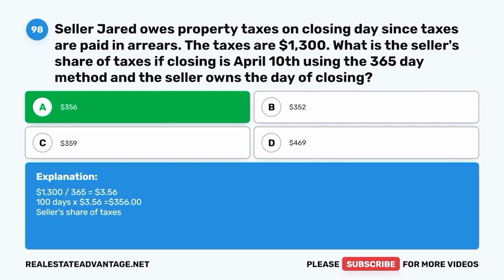$1,300 divided by 365 equals $3.56. 100 days times $3.56 equals $356. Seller's share of taxes.